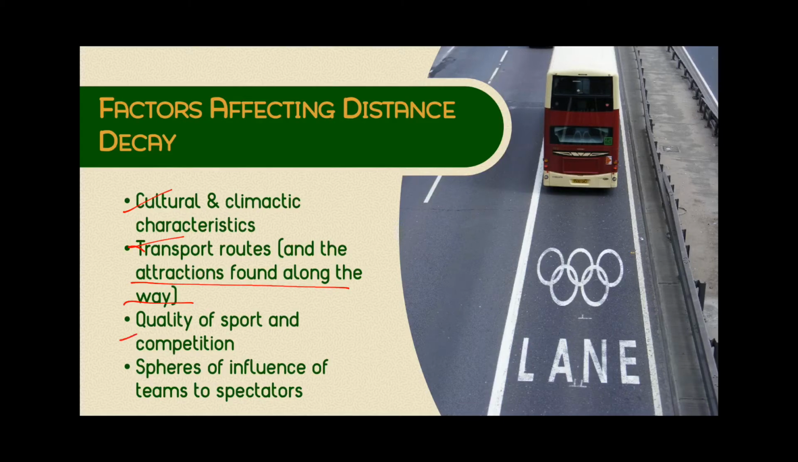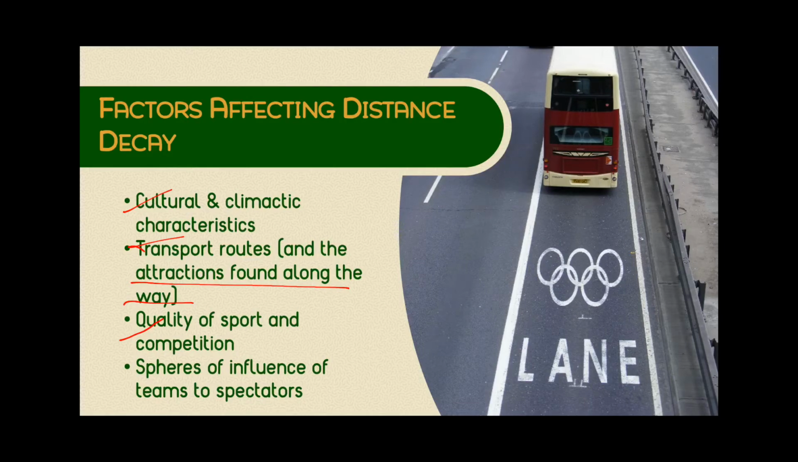The next is quality of sport and competition, and this is the reason why despite coming from different remote locations in the globe, they would still travel and watch the Olympics because of the quality of competition that they will be able to see. And there are of course a lot of sports that are found there, and this is only just a once in a lifetime chance to be able to see these athletes play at their peak training and their peak performance. So, the more quality of the sport, the distance decay becomes lesser.